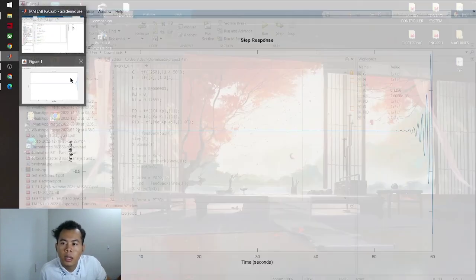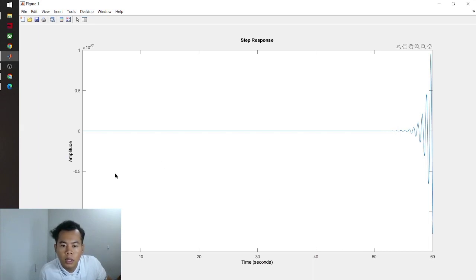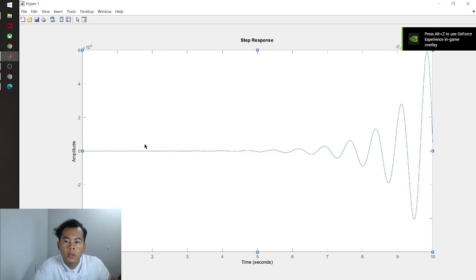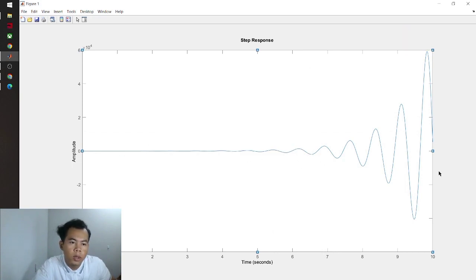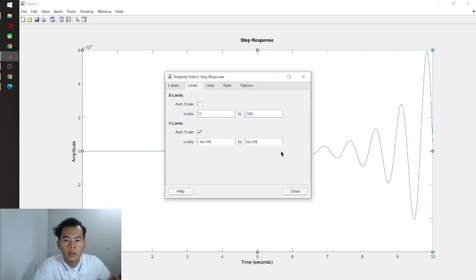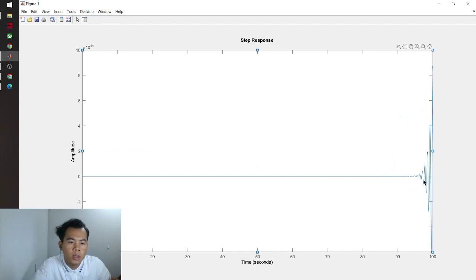And we can see if we use the time 0 to 60, the graph goes straight and then goes to oscillation. If we use a smaller scale, it will also wave and go to infinity. If we use the largest scale, it will also go to infinity. That's the reason the steady state value is undefined.